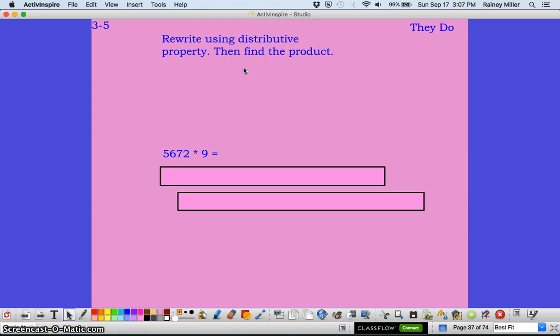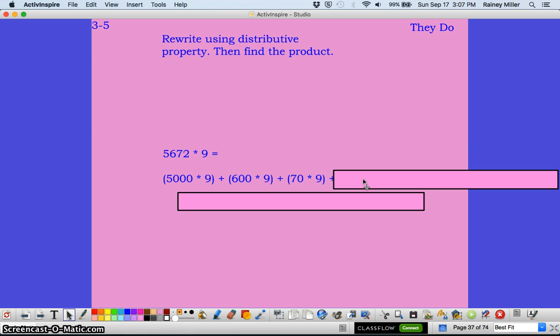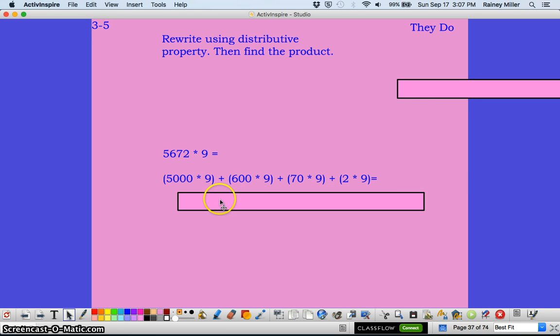Okay, now try this one. Go ahead and stop the video and try it out. Okay, so I need to break this apart. I got 5,000, 600, 70, and 2. So I do 5,000 times 9. I do 600 times 9. I do 70 times 9. And I do 2 times 9. So that's the problem I'm going to go for.